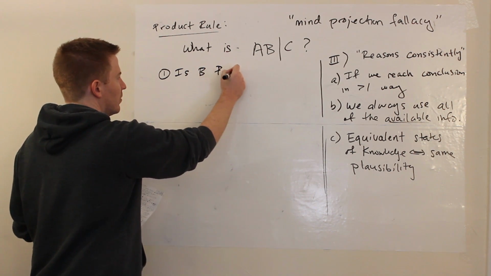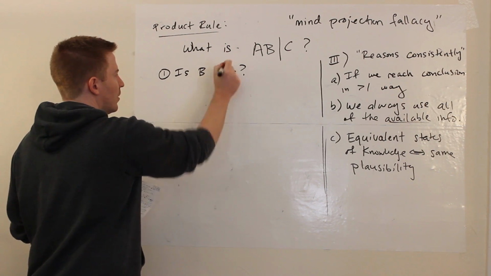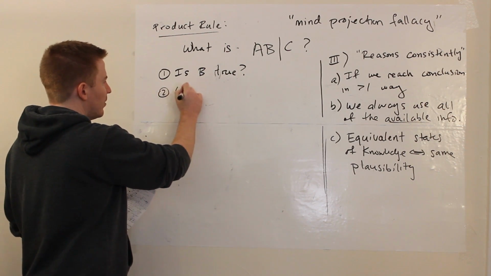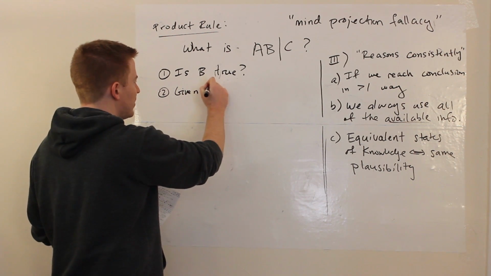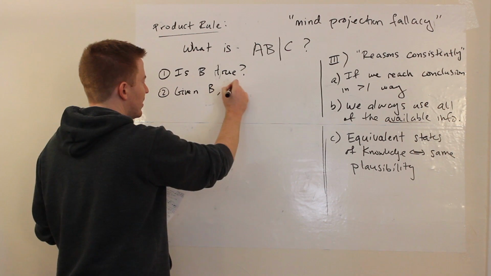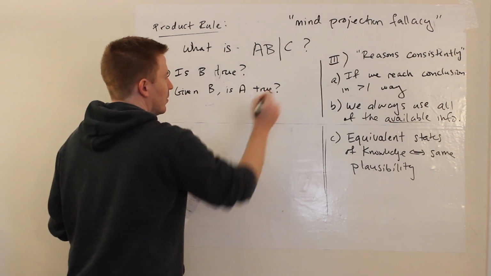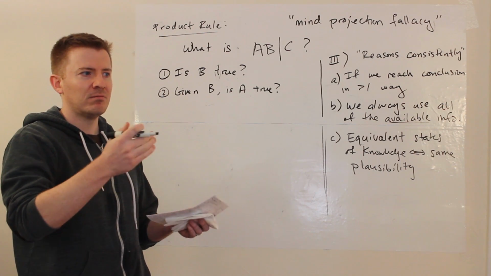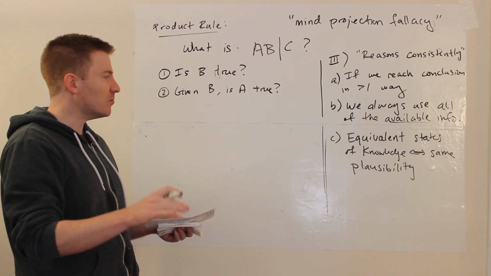Is B a true statement? Sorry, true. And then maybe as step 2, maybe once we agree on how true B is, or whether B is true, we could ask, is A true? Okay, so that would be kind of a natural way to break down this combination of statements if we were reasoning about their actual truth.